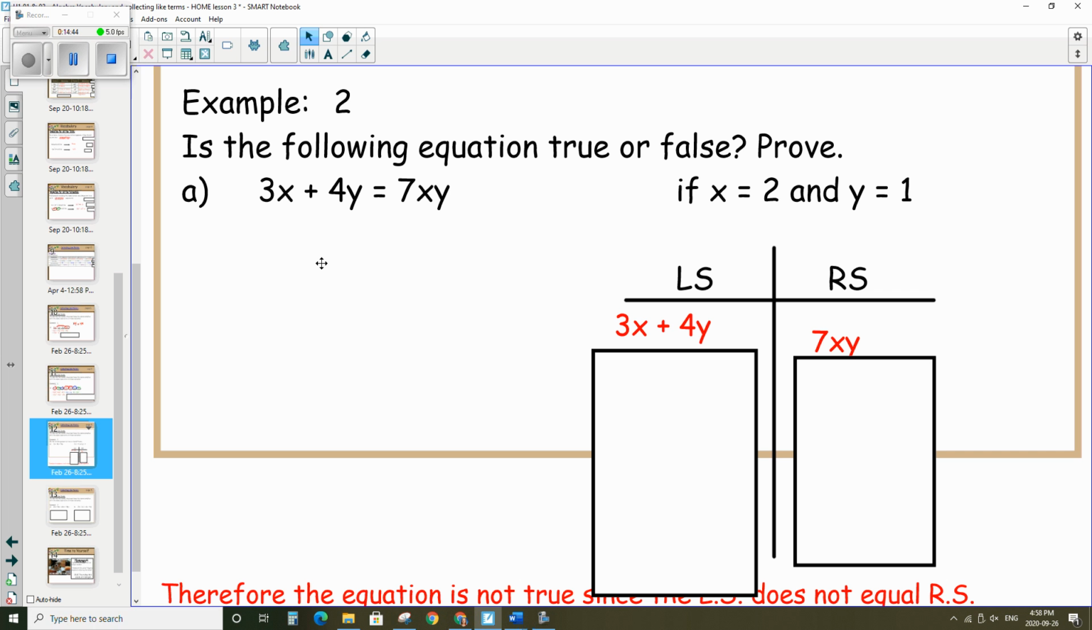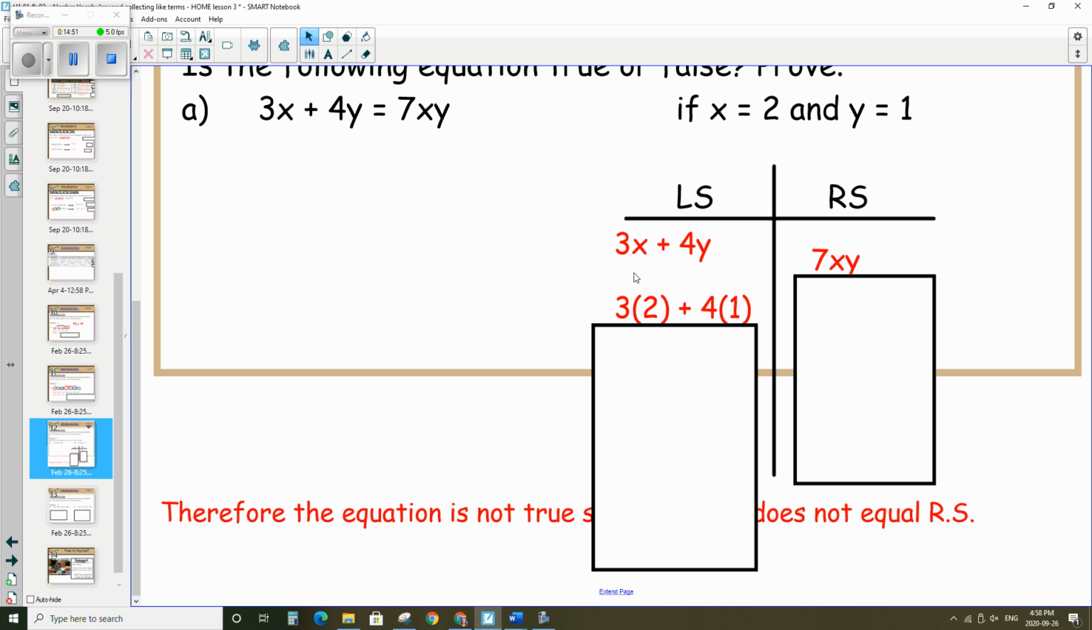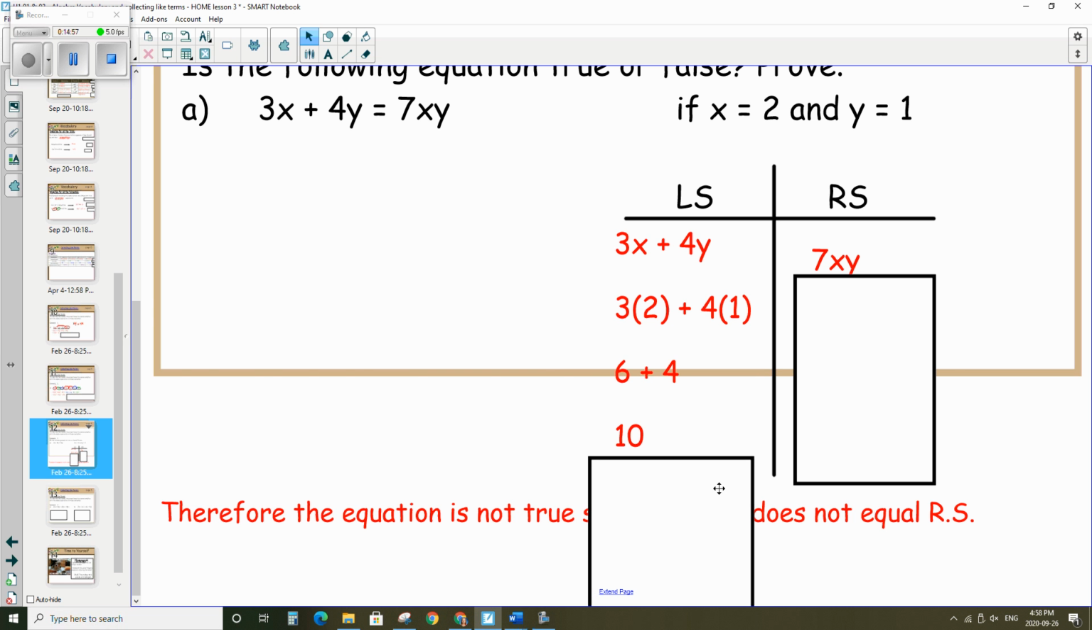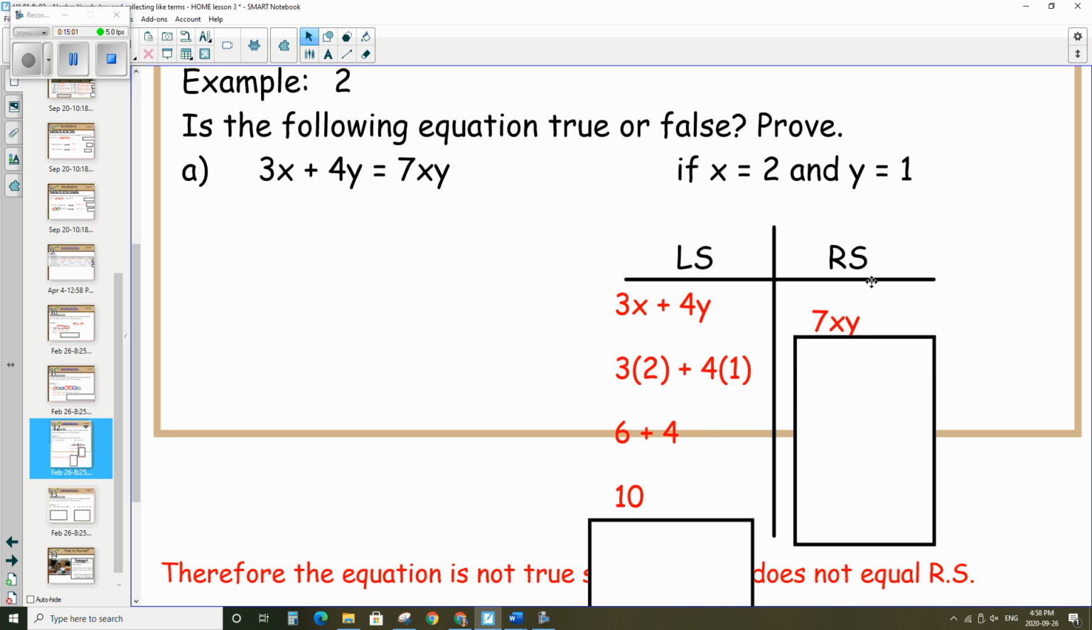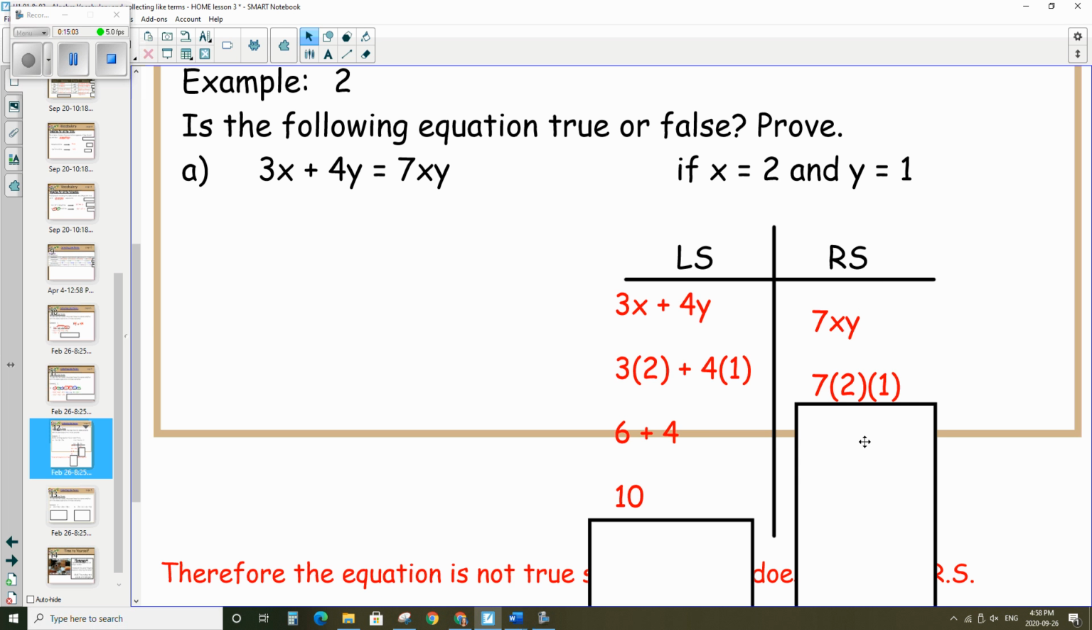to check your work. So now replace the x with 2 and the y with 1, which will give me 3 times 2 plus 4 times 1. 3 times 2 is 6, plus 4 times 1 is 4, which is going to give me 10. And then on the right-hand side, I've got 7 times x times y. So 7 times 2 times 1, which is equal to 14.